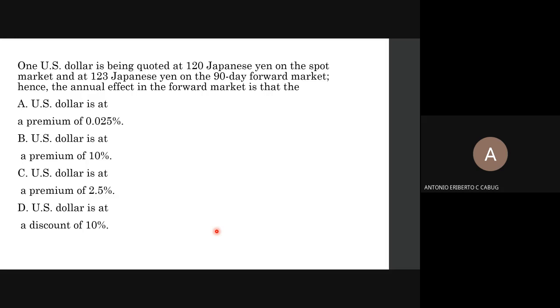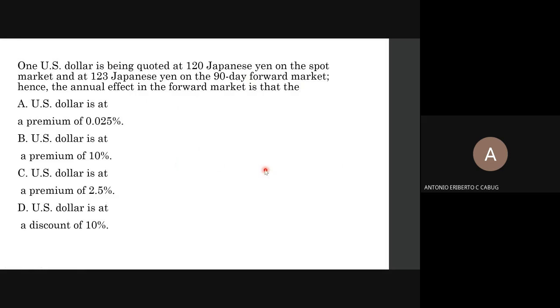Everyone, please answer. The US dollar is being quoted at 120 Japanese yen on the spot market, 123 Japanese yen on the 90-day forward market. What's the annual effect in the forward market?